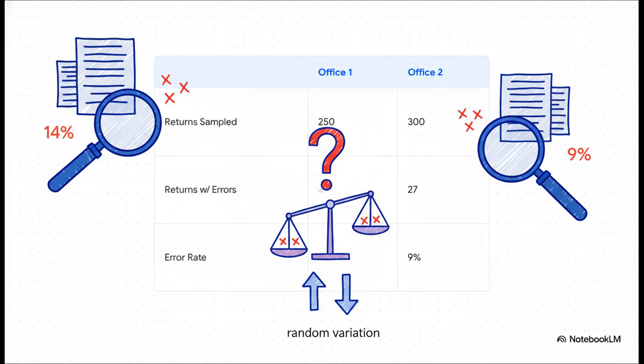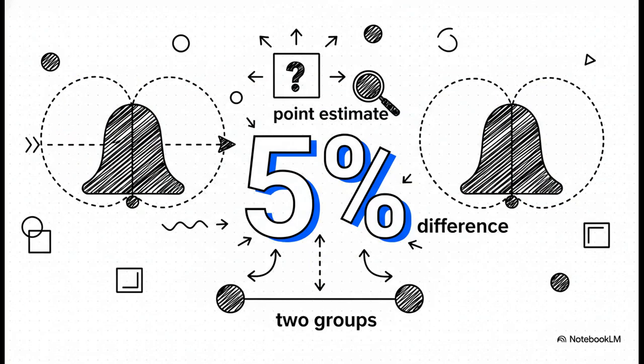Now that looks like a real difference, right? But you know the drill by now. We have to ask, is that a genuine gap in quality or just random noise from the specific files we happen to look at? Our investigation starts right here with this 5% difference. That's our initial estimate. And just like we did before with ages and times, we can now take this number, build a confidence interval around it, and run a test to see if this 5% gap is truly meaningful.